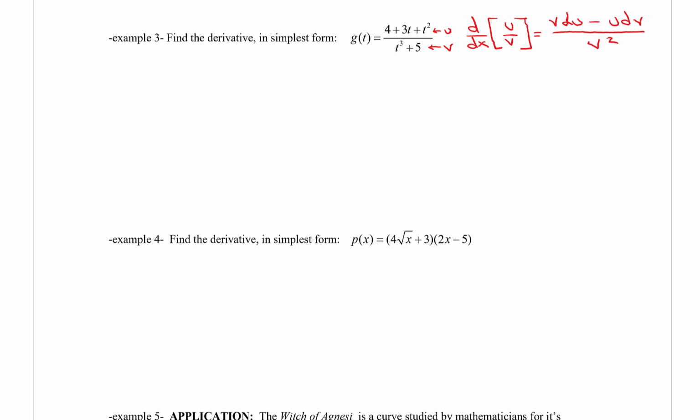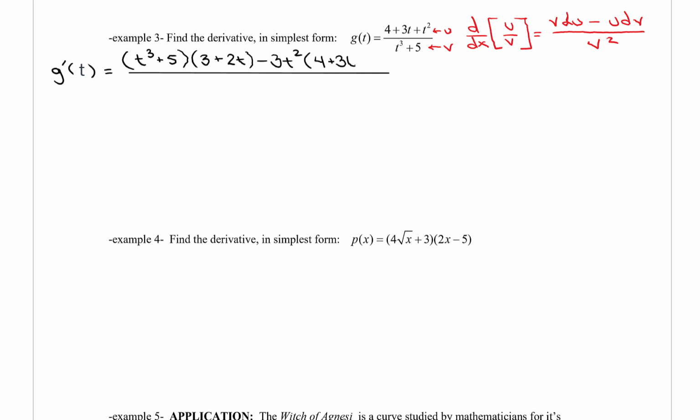So g prime of t is going to be equal to, I have drawn a large enough fraction bar so that everything fits here. In the numerator, I'm going to write t raised to the third power plus 5 inside parentheses times the quantity 3 plus 2t. And then from that product, I'm going to subtract 3t squared times the quantity 4 plus 3t plus t squared, all over t raised to the third power plus 5 quantity squared.